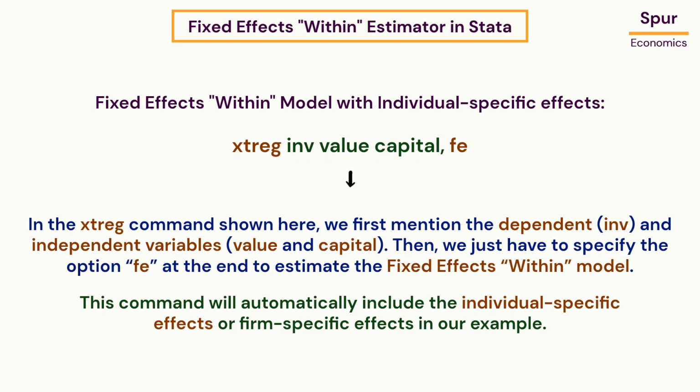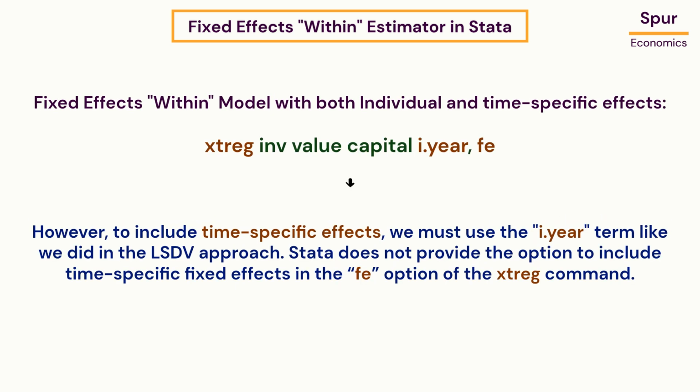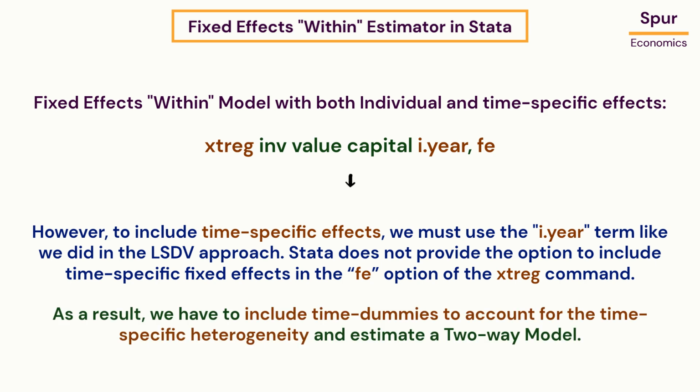In the xtreg command shown here, we first mention the dependent and independent variables. Then, we just have to specify the option FE at the end to estimate the fixed effects within model. This command will automatically include the individual or firm-specific effects in our example. However, to include time-specific effects, we must use the i.year term like we did in the LSDV approach. Stata does not provide the option to include time-specific fixed effects in the FE option of xtreg command. As a result, we have to include time dummies to account for the time-specific heterogeneity and estimate a two-way model.